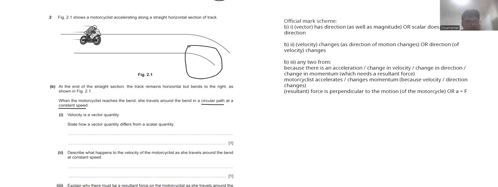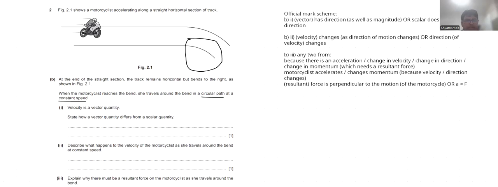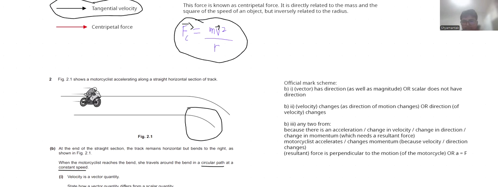Velocity is a vector quantity. State how a vector quantity differs from a scalar quantity. The first part is not even about circular motion, but basically vectors have magnitude and direction, while scalars only have magnitude. As you can see, that's what it says in the mark scheme.